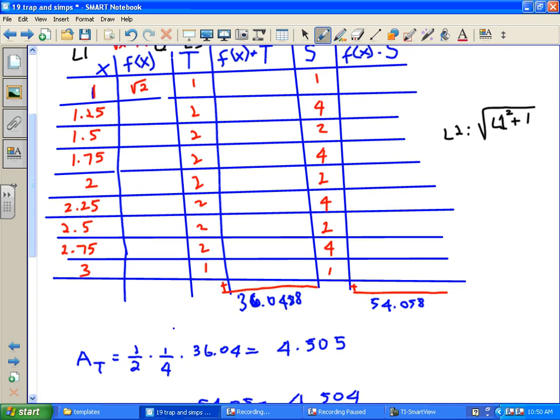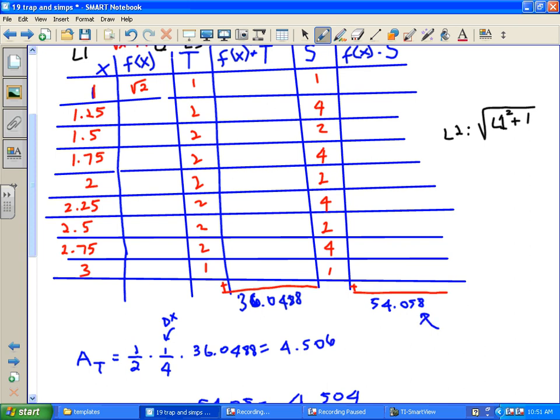So 1/2 times delta x, or h, which is this number, times 36. Here I use more accuracy, 36.0488. And some of you who got the answer, would you please let me know what you're getting for that product? 4.506. Thank you.